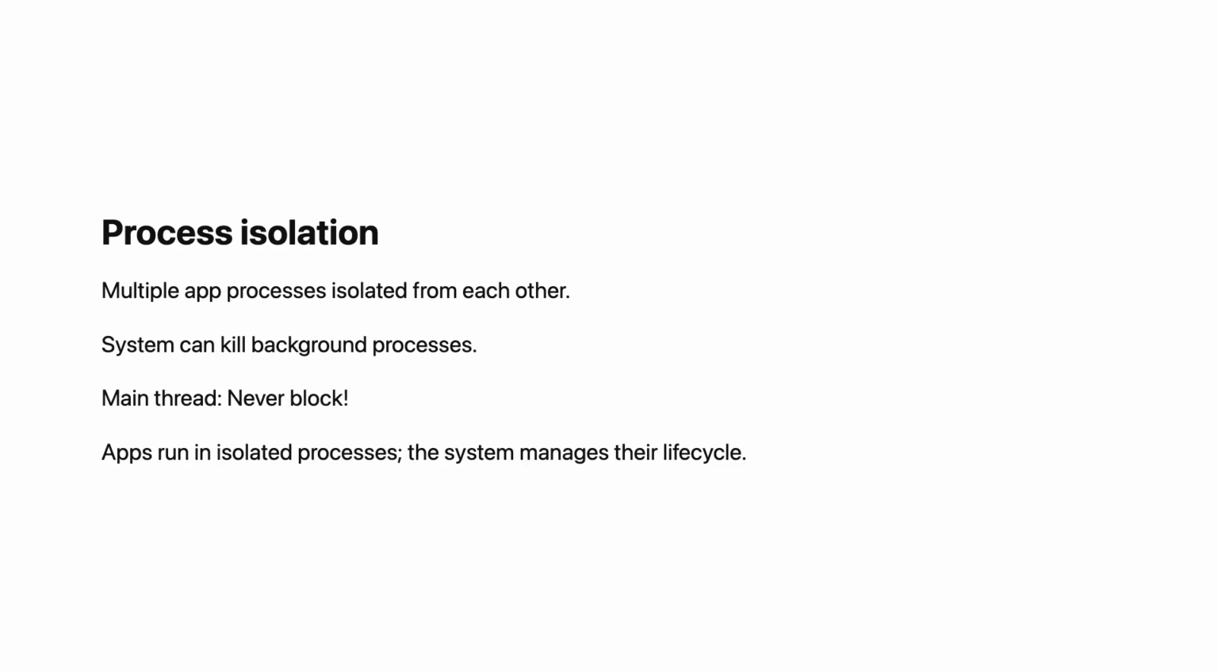Each Android app runs in its own process. The process is isolated. Your app cannot directly access another app's memory. Security by isolation. When you start an app, Android creates a process. The app's components run in that process. Android can kill processes when resources are low. Background apps get killed first. Your app must handle this.